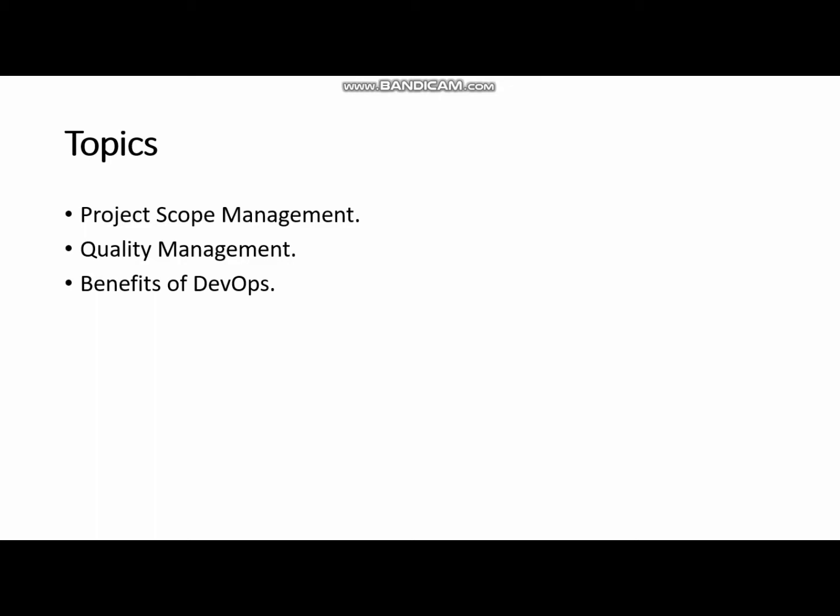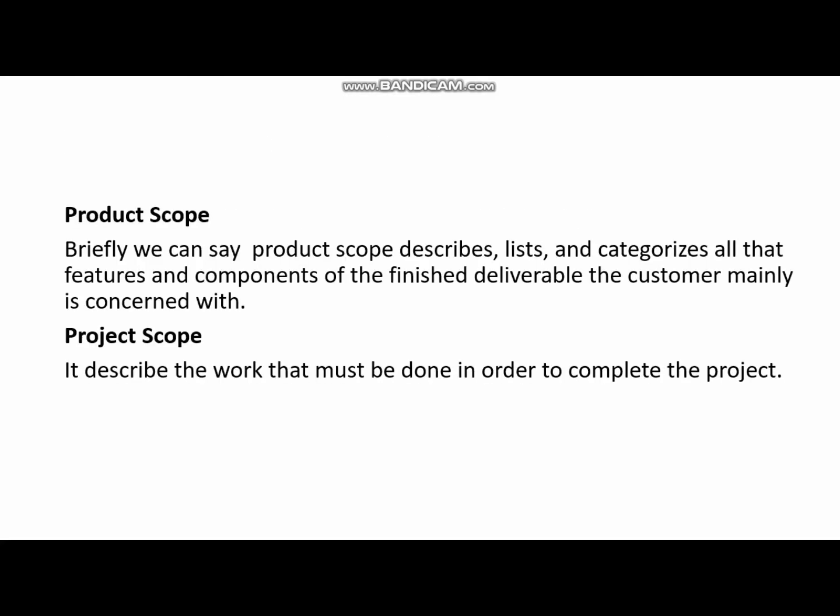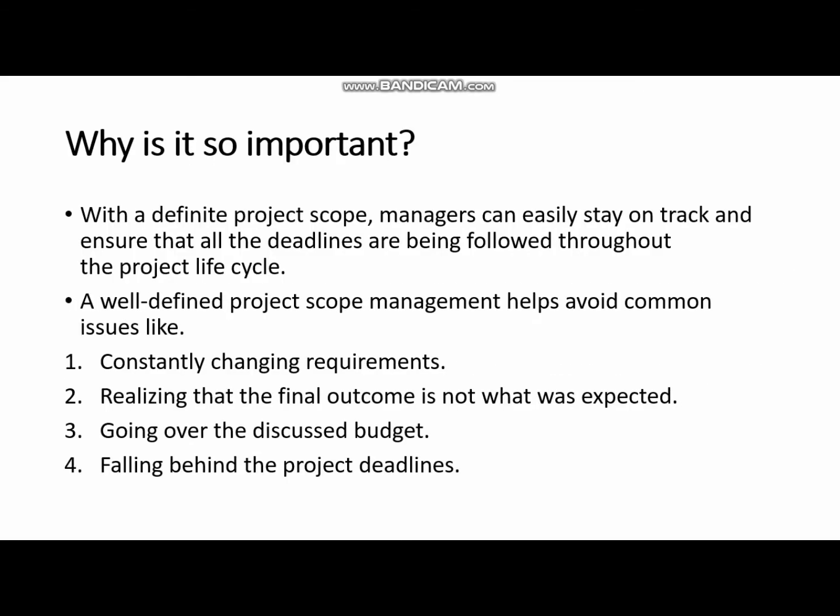Topics for discussion are project scope management, quality management, and benefits of DevOps. Project scope management we can classify further into product scope and project scope. Product scope mainly includes the features and components that the deliverable must have, and project scope describes the work that must be done in order to complete the project.